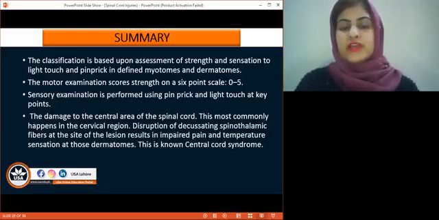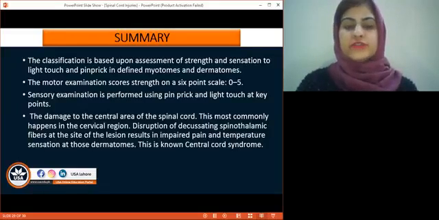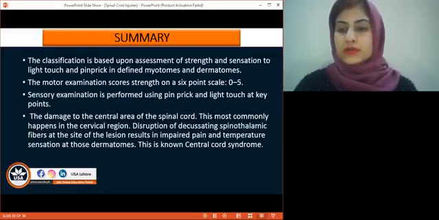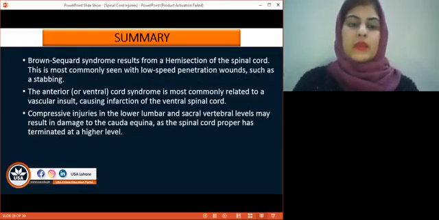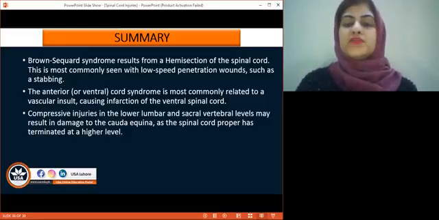Damage to central areas of the spinal cord most commonly happens in the cervical region. Disruption of decussating spinothalamic fibers at the site of the lesion results in impaired pain and temperature sensation at those dermatomes. This is known as central cord syndrome. Brown-Sequard syndrome results from a hemisection of the spinal cord. This is most commonly seen with low-speed penetration wounds such as stabbing.